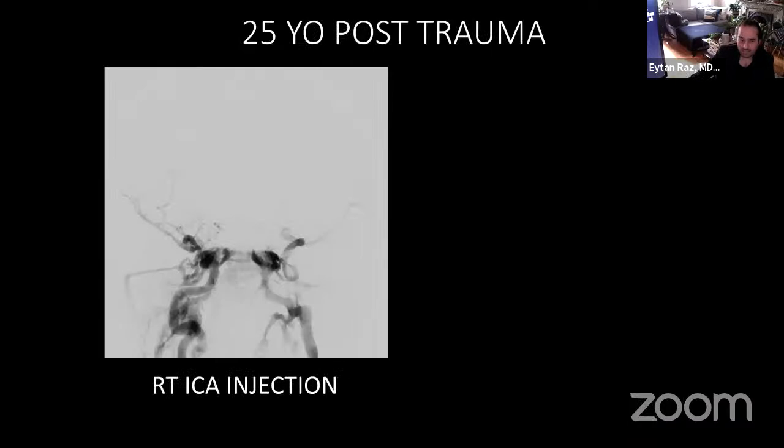Another case, a 25-year-old post-trauma, carotid cavernous fistula. Obviously, inject the right side. You essentially don't see the filling of the right ICA. You just see filling of all the other veins. Any case like this becomes a lesson of venous anatomy. And you see here the filling of the contralateral inferior petrosal sinus, the cavernous sinus, and so forth.